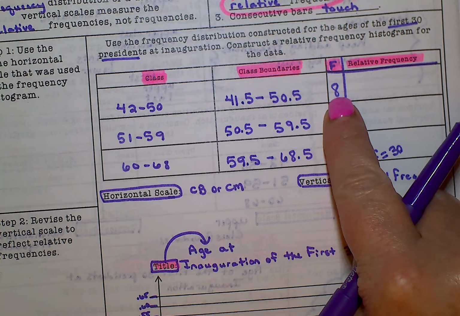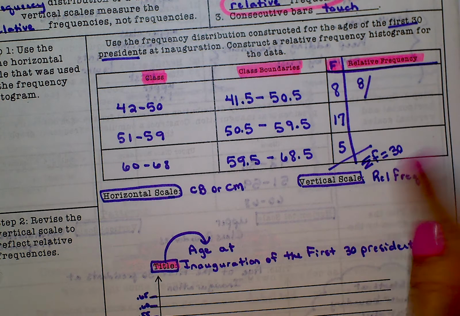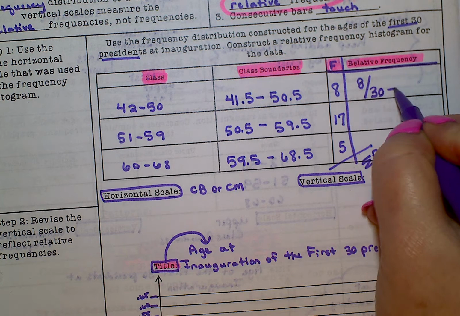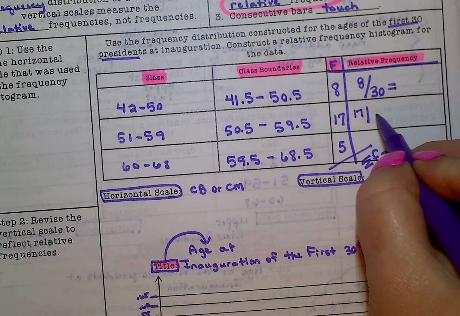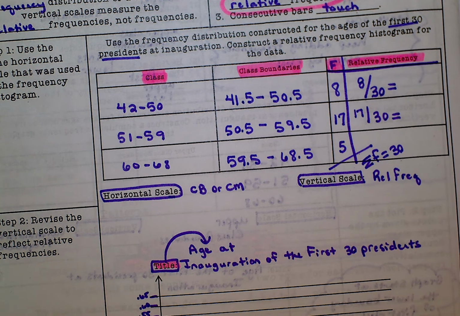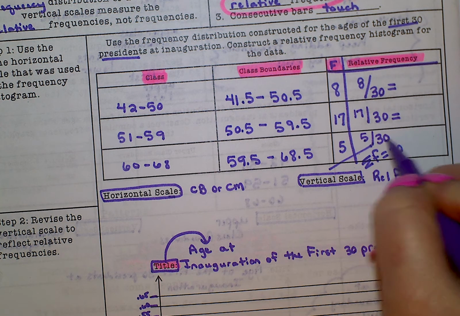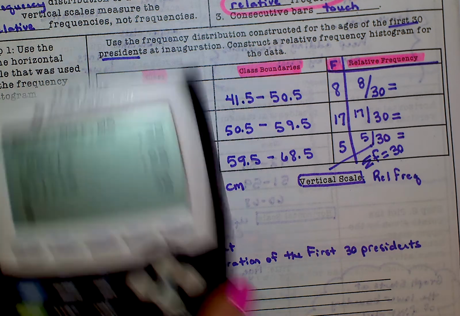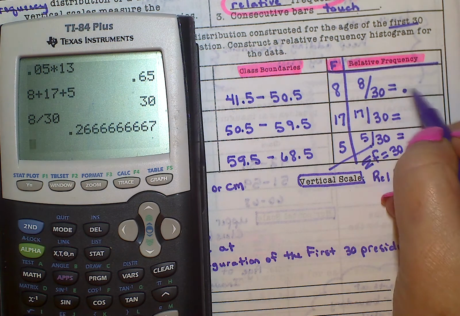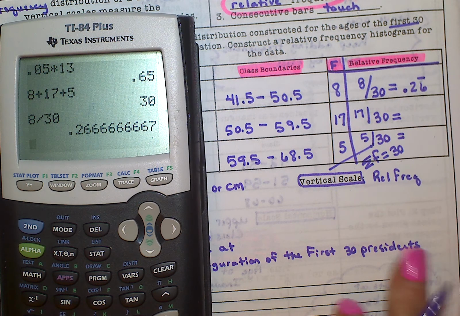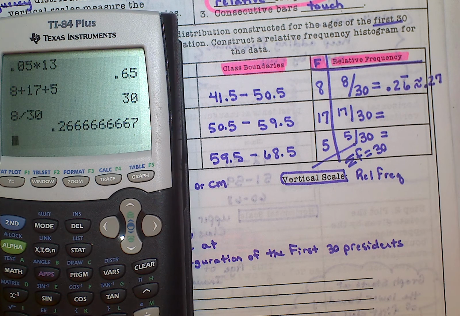You take your class frequency and you divide by your total frequency. And the same here, the class divided by the total. Now you will then convert those to decimals. The first decimal would be 0.26 repeating, or approximately, if I round that, 0.27.